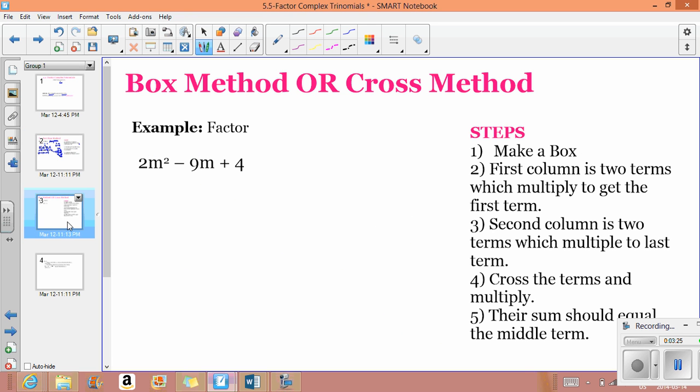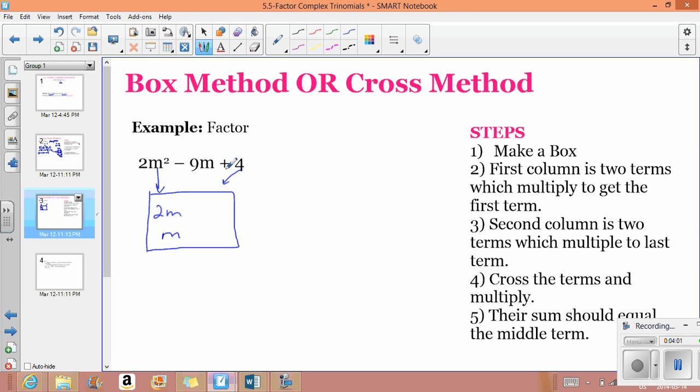The last one is more of a trial and error method, called the box method or the cross method. You might find different names for it. The first thing you do is you're working with, shocking, a box. The first part of the box is the first term. The second part of the box is the last term. In the first part here, we're looking for two things that multiply to get 2m squared. So this is 2m and 1m. Now, if it was different and there was a 4 here, it could have been 2 and 2, 1 and 4. This is where it's trial and error, because you have to try different values in here to try and get the middle term.